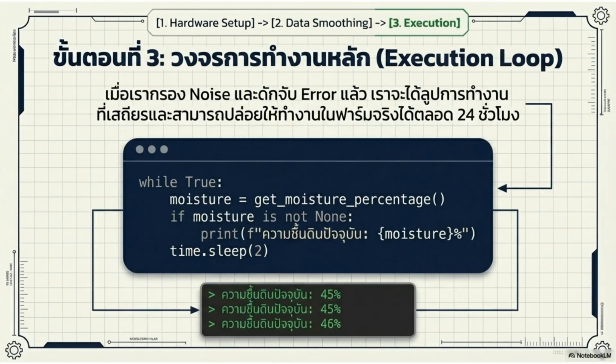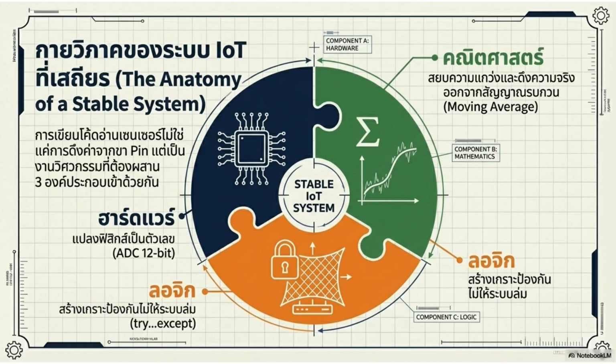Step 3. Execution loop. The main loop continuously calls the moisture function. If a valid moisture percentage is returned, it prints the value. This stabilized system is reliable for 24/7 operation. A stable IoT system requires 3 components: hardware, ADC for analog to digital conversion, mathematics, moving average for stabilization, and logic, try except for fault tolerance.